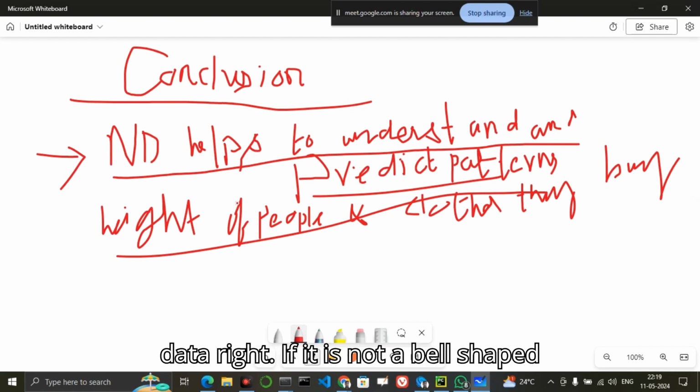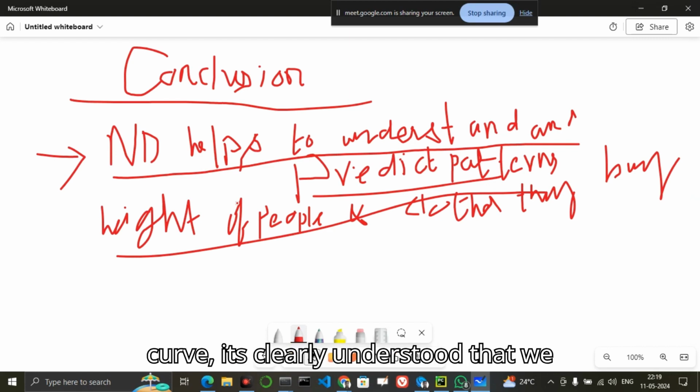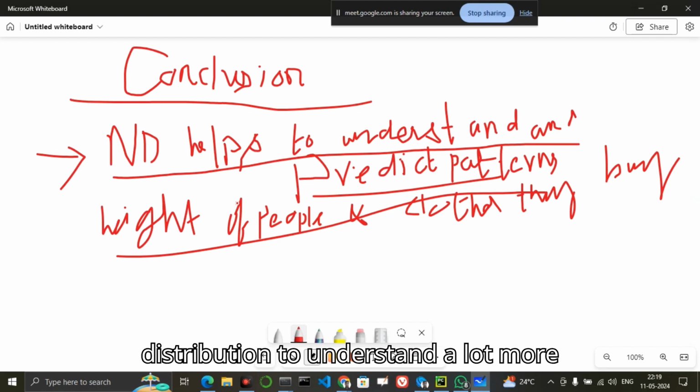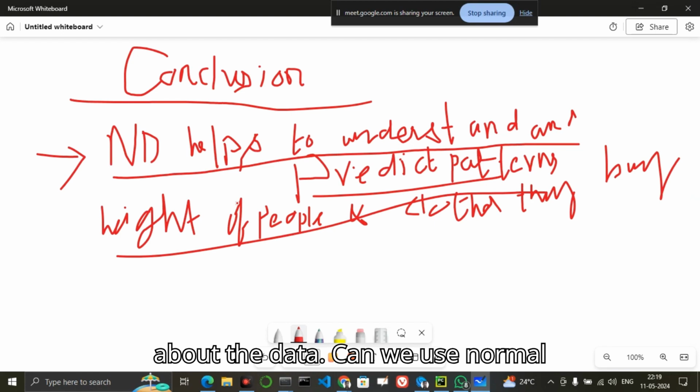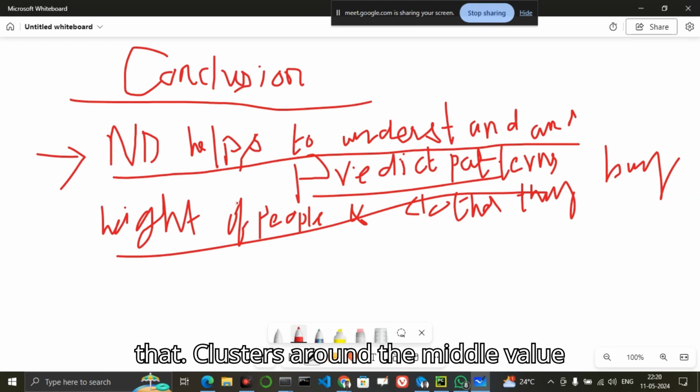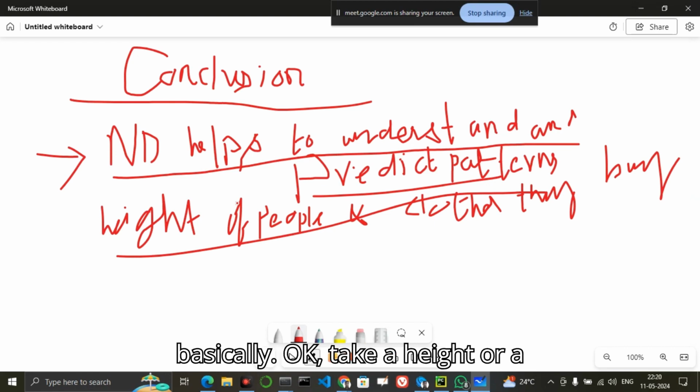If it is not a bell shaped curve, it's clearly understood that we might use another kind of distribution to understand a lot more about the data. Can we use normal distribution for any data? It works best with data that clusters around the middle value, basically. Like height or test scores.